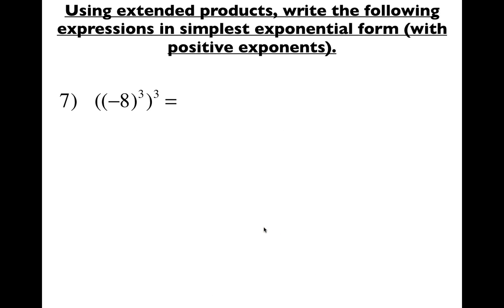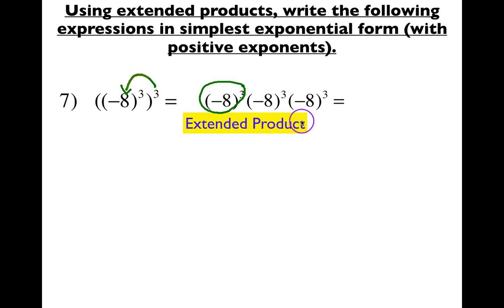Okay, so now what about this problem? So this one's very similar, except I'm noticing something. What's being raised to the 3rd power? A negative 8 cubed. And notice I said negative 8 cubed because there's parentheses surrounding it. If there wasn't, I would say the opposite of 8 cubed. So keep that in mind. So here I'm going to go ahead and repeat negative 8 cubed 3 times. And then I'm going to go ahead and extend each and every negative 8 cubed, which looks like this.